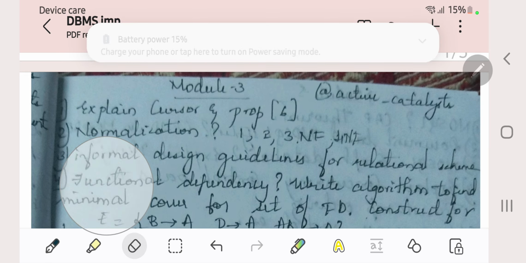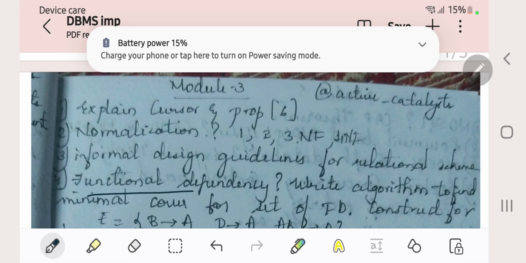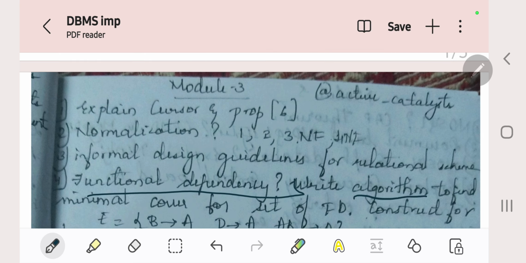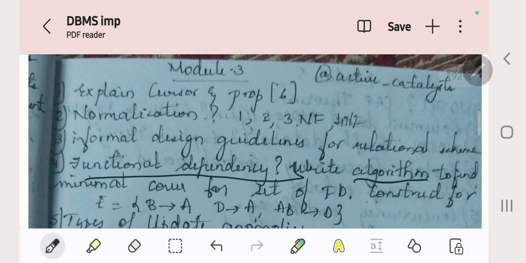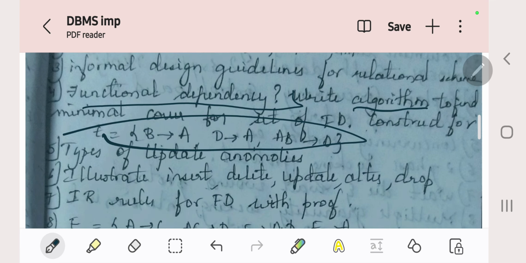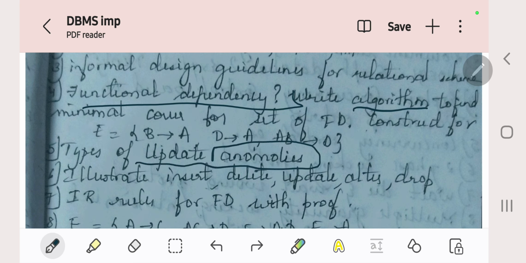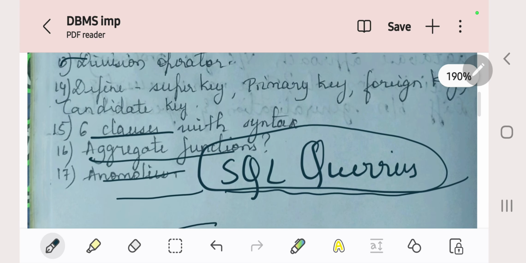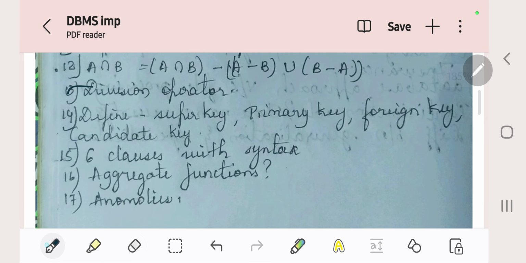Then we have something called functional dependency. In functional dependency, we actually have an algorithm. More than the theory, they will give you the algorithm. They'll give one equation like this or something like a set of data, and you have to reduce the functional dependencies and give the answer. Then we have types of update anomalies. You may have come across the anomalies concept in the second module also. That's why I have told you, if you are giving 100% in modules 1 and 2, then modules 3, 4, 5 would be dead easy for you.